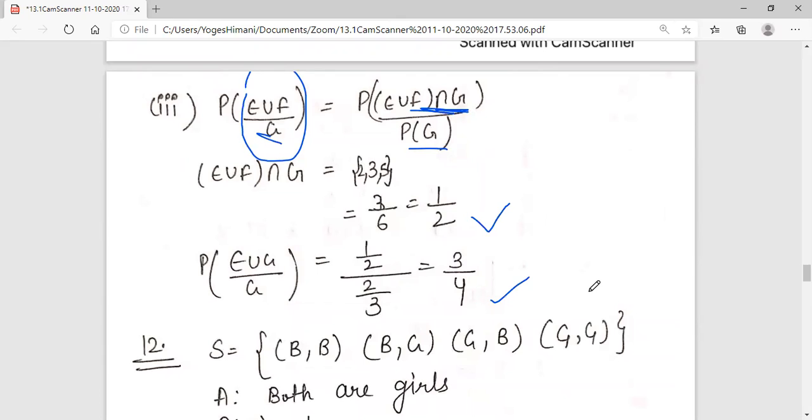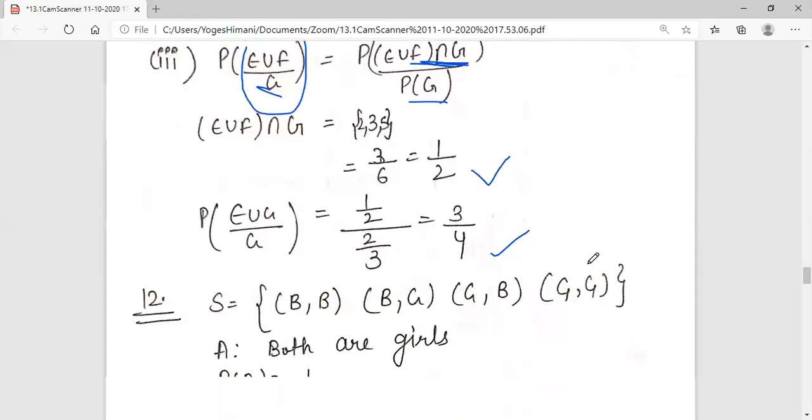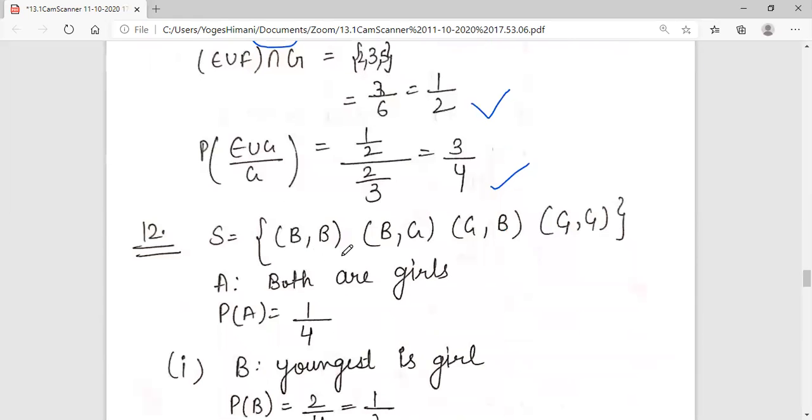Question number 12. Assume that each child is equally likely to be a boy or girl. In a family, two children are there and each can be a boy or girl. What will be the sample space? Maybe two boys, maybe one boy one girl, maybe one girl one boy, and maybe both are girls. A is both are girls. Only one case, 1 by 4.